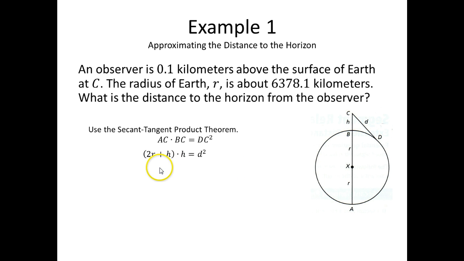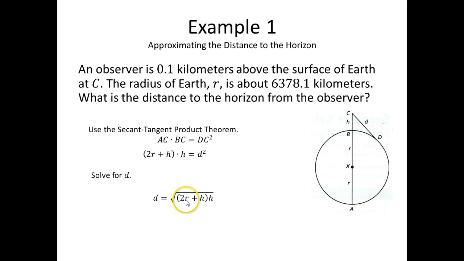Okay. Now, they're giving us in the problem the radius of the Earth, and we also know what the height of the observer above the surface of the Earth is. What we're trying to find is the distance to the horizon, from the observer to the horizon. So basically what I need to do is solve for this variable D. In order to do that, I just take the square root of both sides, and I get that D is equal to the square root of this expression.